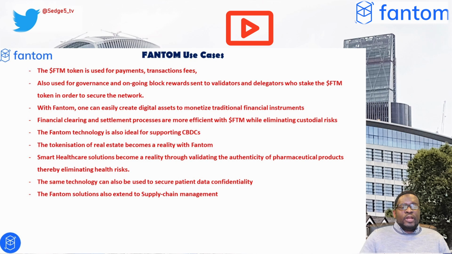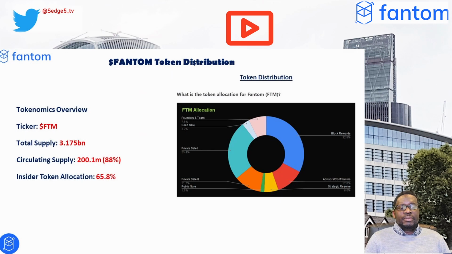Now let's jump into Fantom's tokenomics. Ticker symbol FTM. Token supply 3.175 billion. Circulating supply 2.785 billion, or 88%. Token distribution: the founders and team were allocated 7.5%. There was a seed sale of 3.2%. There was also a private sale allocated 37.1%, and what they called a public sale of 1.6%.